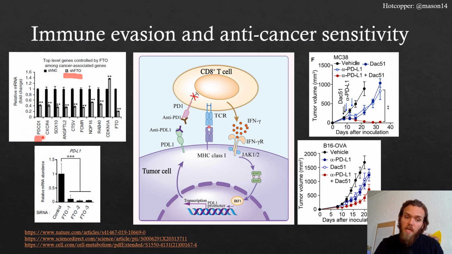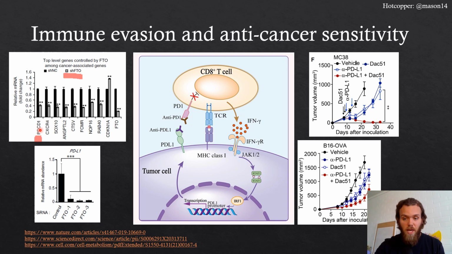And this PDCD1 is important because this gene encodes for PD1. And you can see that after you have knocked down FTO, there is a reduction in the expression of that gene. Okay, so knock down FTO, similar to inhibition, you have a reduction in the gene that encodes for the protein PD1.